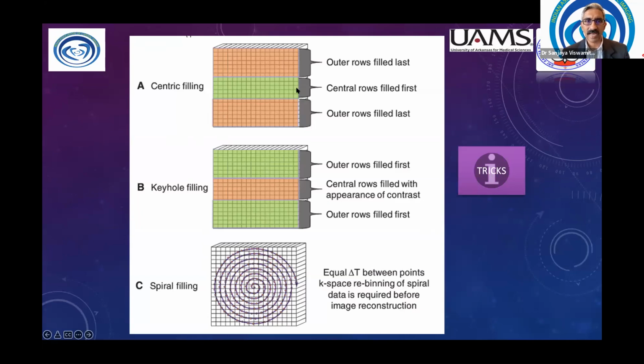The first is called the centric method, where the center is filled first, and then you fill up the outer rows. You can do the sequential method, where you start from one end and you just go all the way to the other end. Or you can do the keyhole filling method, wherein you fill up the outer rows first, and then you keep on repeating the central K-space and share the information that you have from the outer rows on all the subsequent images that you have, as long as the anatomy doesn't change.